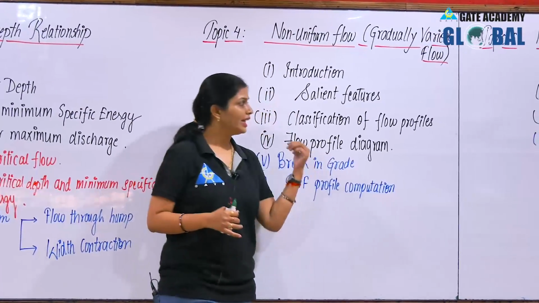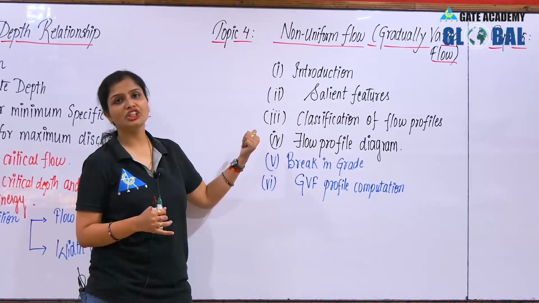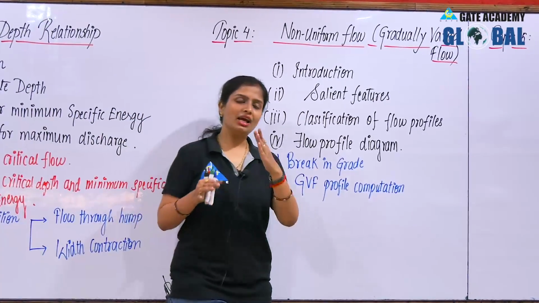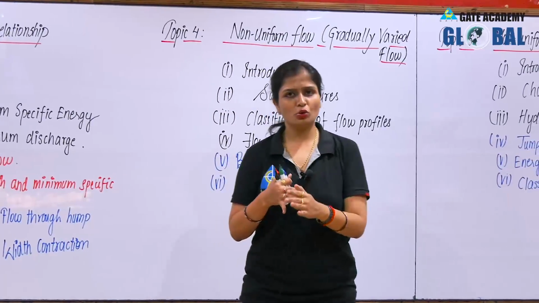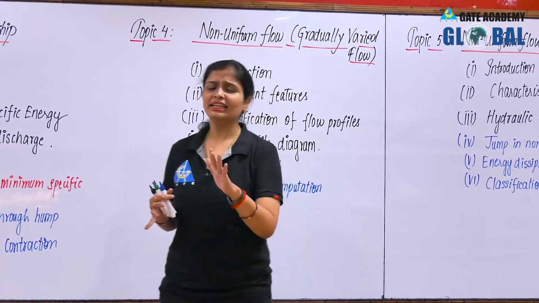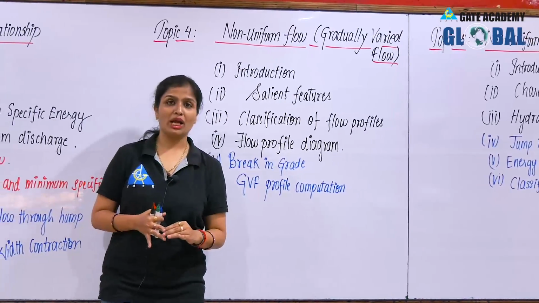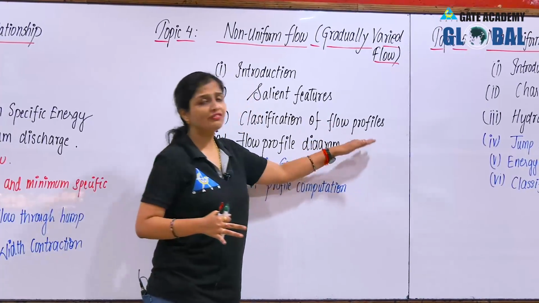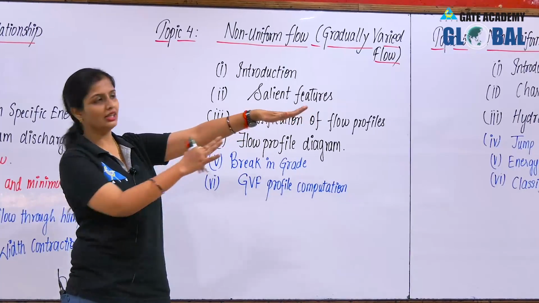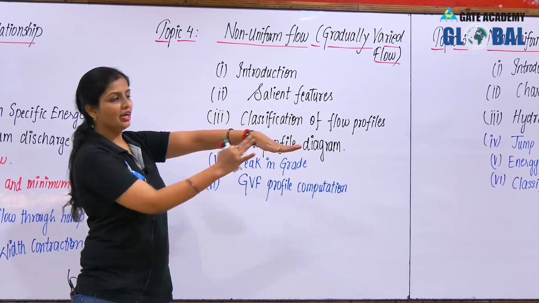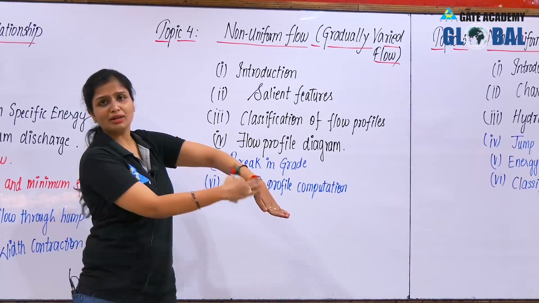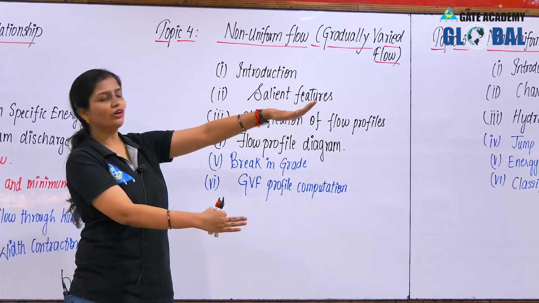Fine. Then an important part is classification of flow profiles. In this classification part, basically mild slope, steep slope, horizontal slope, adverse slope, critical slopes. These are the various types of slope. But how they flow, basically if your flow is something like this, it is horizontal, then it goes slightly tilted. Fine, the slope is mild, then it goes suddenly like this, so the slope becomes steep, and this is like horizontal.